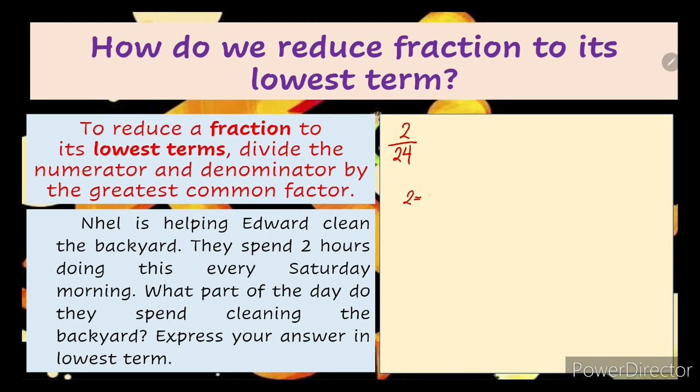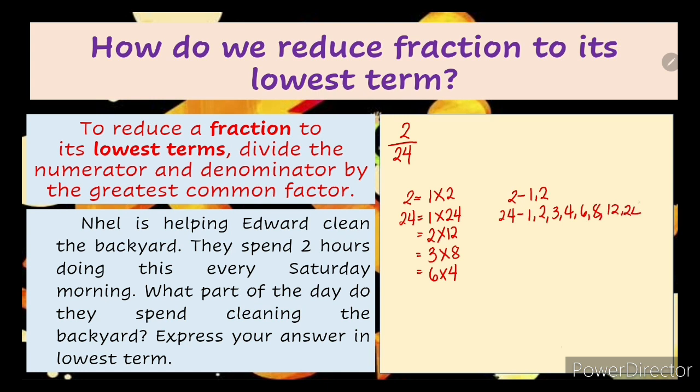So, 2, ang factors ni 2 ay 1 times 2. 24, ang factors ni 24 ay 1 times 24, 2 times 12, 3 times 8, and 6 times 4. Okay, let us list the factors of 2. We have 1, 2. The factors of 24 are 1, 2, 3, 4, 6, 8, 12, and 24.